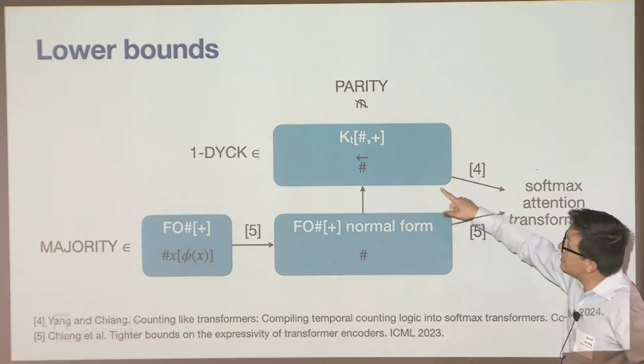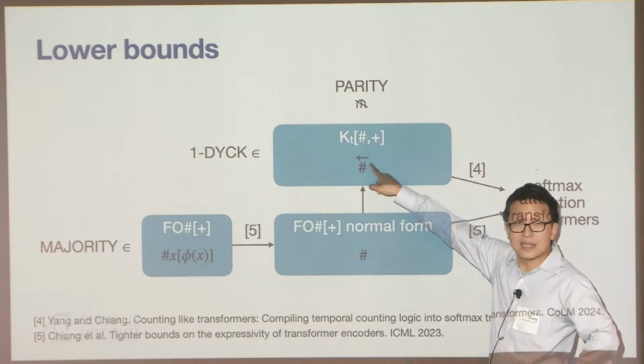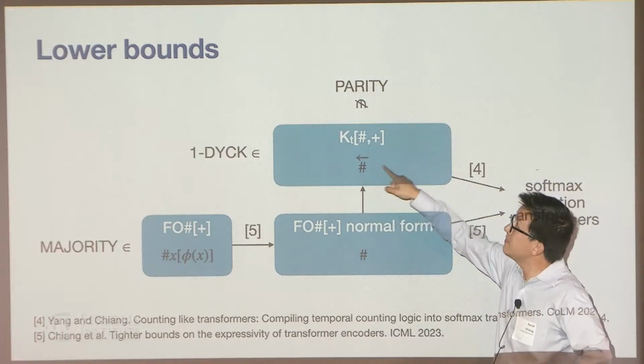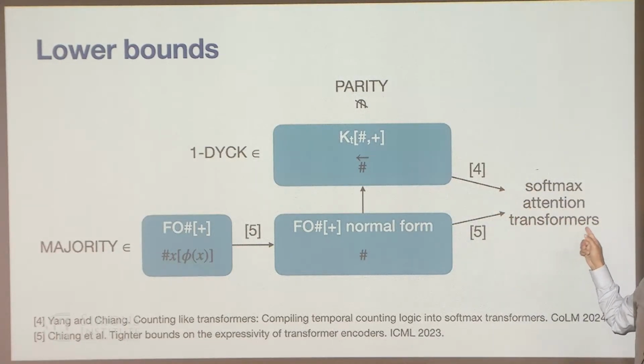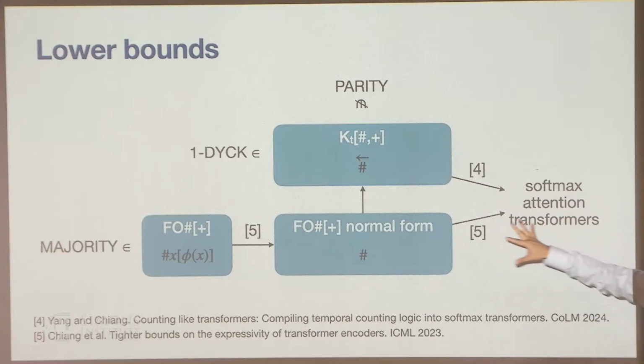More recently, Andy has looked at the temporal logic that has this left arrow above it, which, as you've seen, can do interesting things like the Dyck language, and shown that it can also be converted into softmax attention transformers. These conversions are exact, so they work for any length string. Given any formula, there's a transformer, and they will do exactly the same thing for all strings without any upper bound on length.